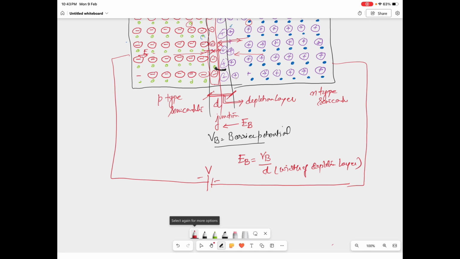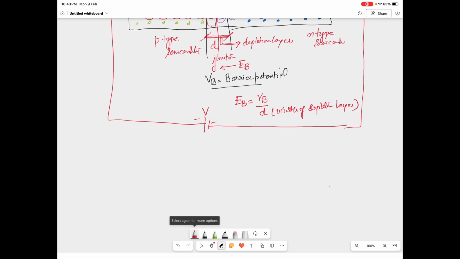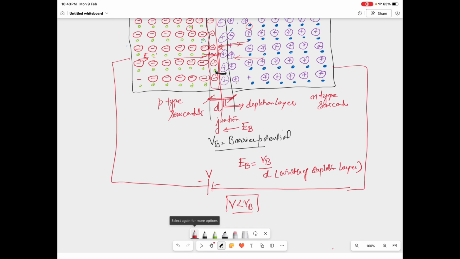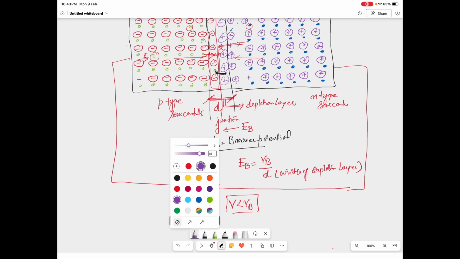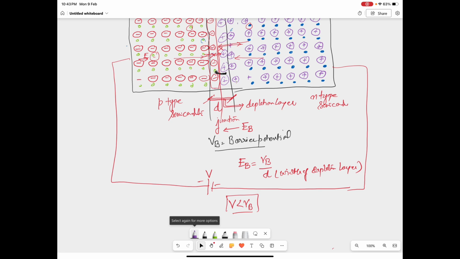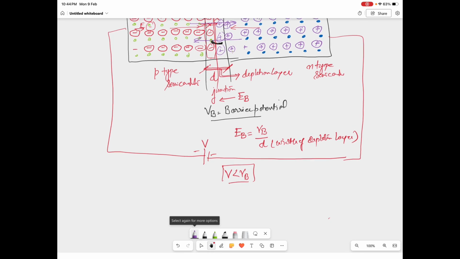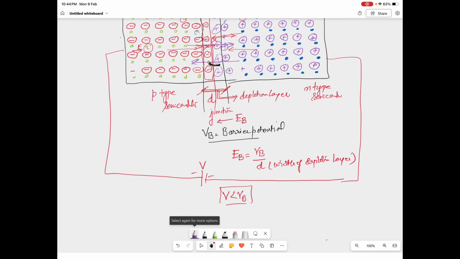Now, as long as this V is less than the barrier potential, they will not get enough energy to cross this. Even the electrons will not get enough energy to cross this. So the crossing is not happening, and current is not flowing through it.